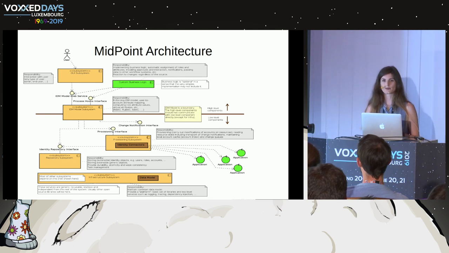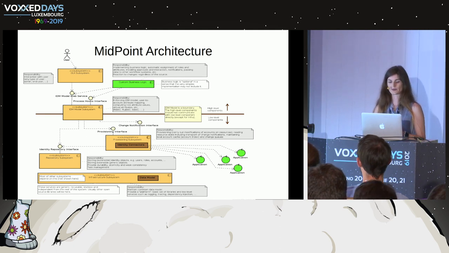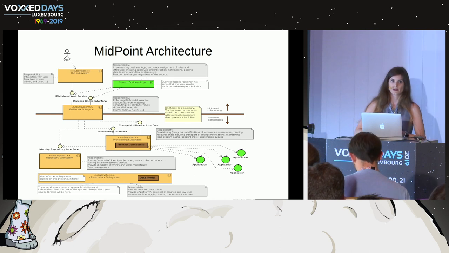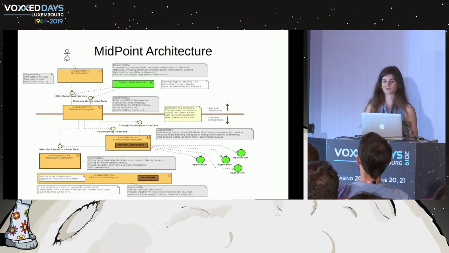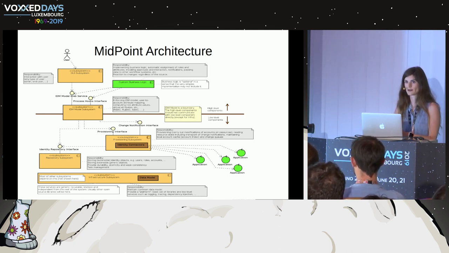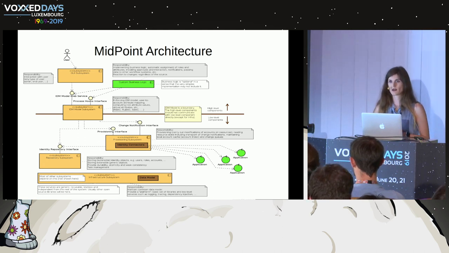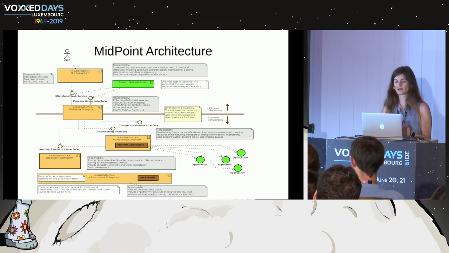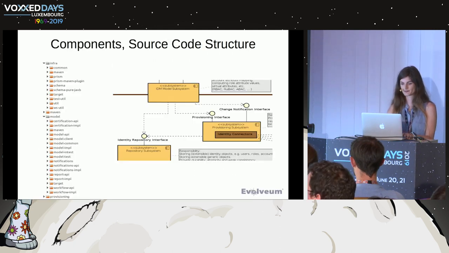As you can see, midPoint architecture is divided into some subsystems, and every subsystem has its own responsibility. Every subsystem has its well-defined interface. So if you want, you can also exchange our implementation with your own just by implementing the interface. midPoint architecture is also a layered architecture, and the upper layer communicates only with the bottom layer. There is no cyclic communication or anything like that.